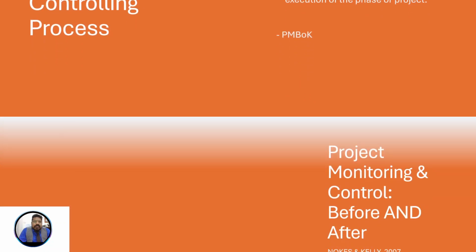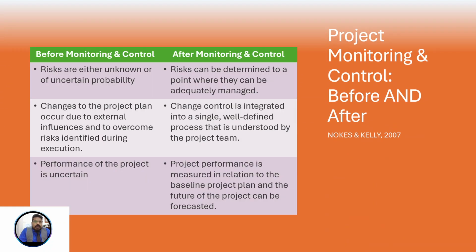Similarly comes monitoring and controlling. You are doing proper monitoring and controlling. Risks are either unknown or of uncertain probability. Here you have a proper risk register that you manage. Changes to the project plan occur due to external influences. Changes are controlled and integrated into a single well-defined process. Performance of the project is uncertain, but here project performance is measured in relation to the baseline which you have defined in the planning phase.